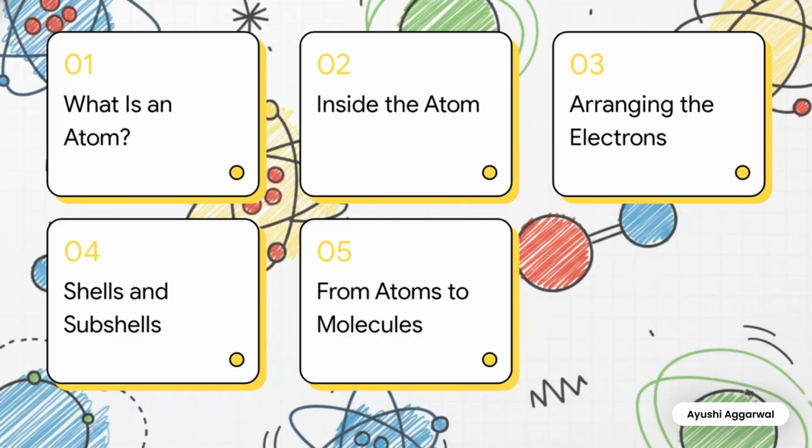So here's our game plan for today. We're going to start with the absolute basics. What even is an atom? Then we'll take a look inside one. After that, we'll figure out how all those electrons get arranged, we'll talk about shells and subshells, and finally we'll see what happens when atoms team up to form molecules. It's a nice, clear path to really getting this stuff.